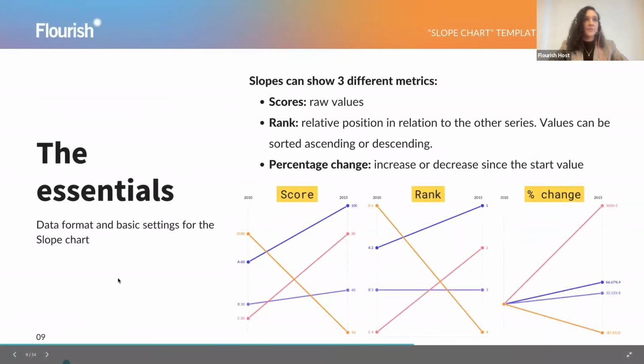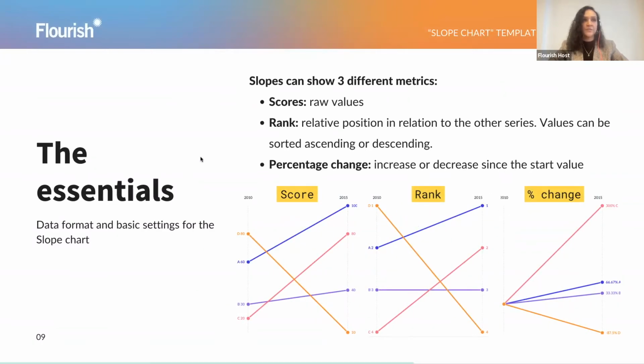Moreover, slopes in Flourish can show 3 different metrics. First, we have the scores, which are the raw values. So in our example, for instance, we can see here from 80 to 10 or from 60 to 100. Then we also have the rank, which would be the relative position. So what the template will do here is it will gather all the series and position them along a ranking. It will give you the first, the second, the third, and so on positions on both sides of the axis, and you can see the change.